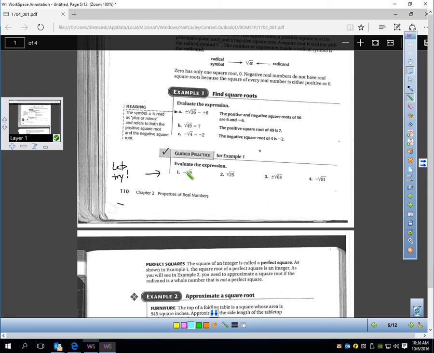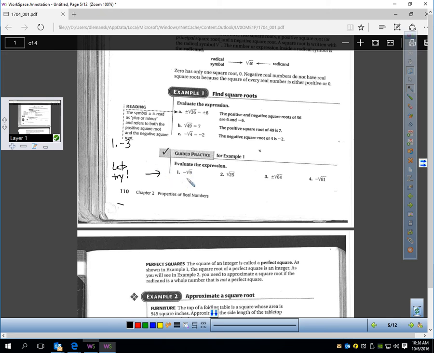Let's try a few of these. It says evaluate the expression. So these should be pretty easy. Now you notice there sometimes is a negative in front of your square root. That's okay. The square root of 9, what number times itself gives me 9? Well, 3. And there's a negative in front, so number 1, I would write negative 3.